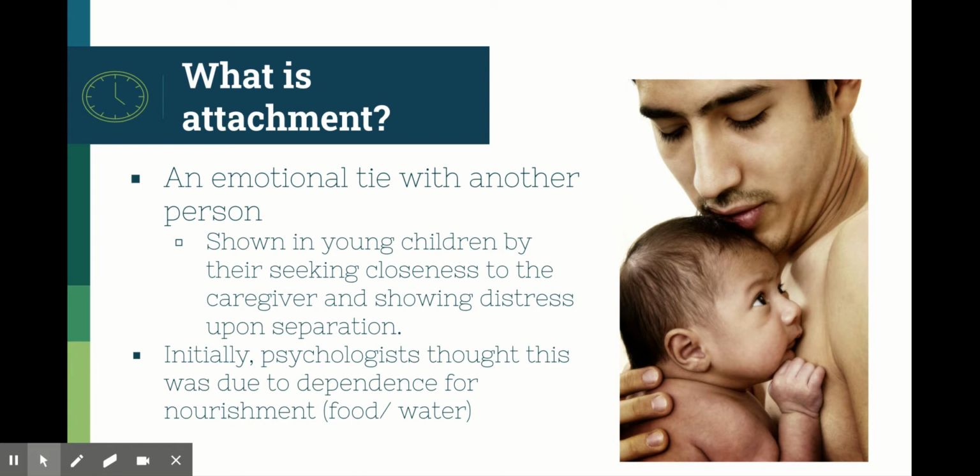Initially, psychologists thought that attachments formed because of young infants' dependence for nourishment, that the reason why they form such strong ties with these caregivers is that human babies are pretty helpless, to put it in nice terms, when it comes to providing for themselves. They are totally dependent on a caregiver to provide them with their basic needs. So psychologists thought that must be why attachments happen. But they were wrong.